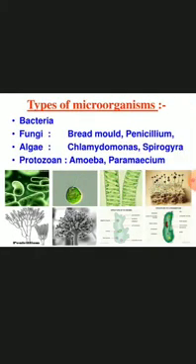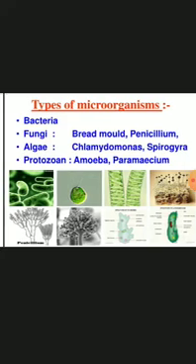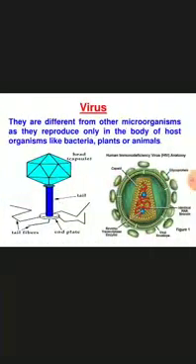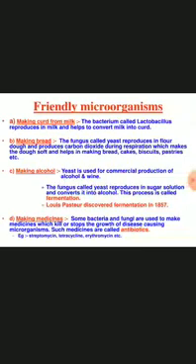Types of microorganisms. So here in this slide you can see varieties of microorganisms. Bacteria is there, fungi is there, algae is there, protozoa is there, amoeba is there, paramecium is there. So examples are also mentioned here. Viruses are also there.